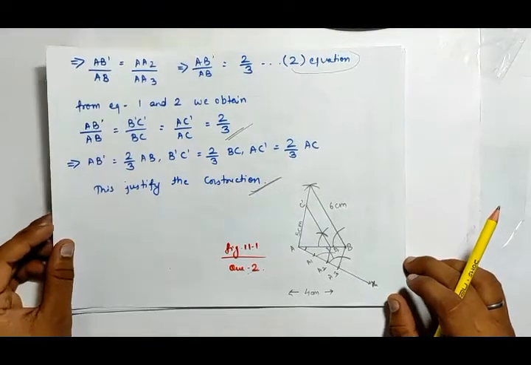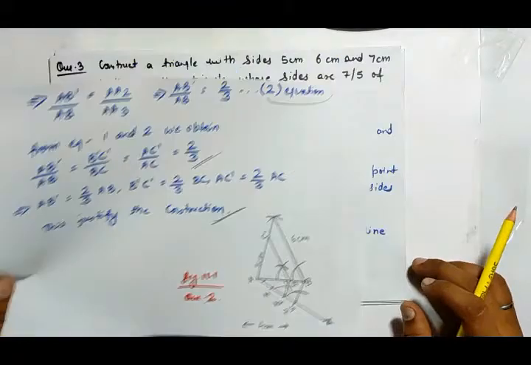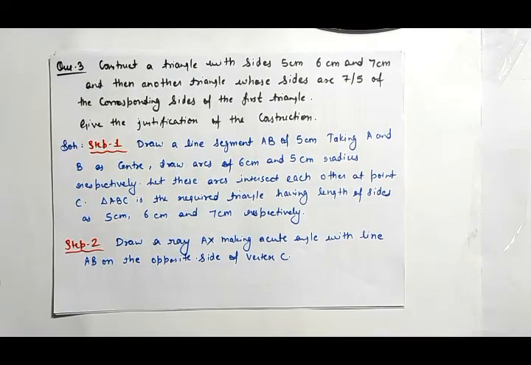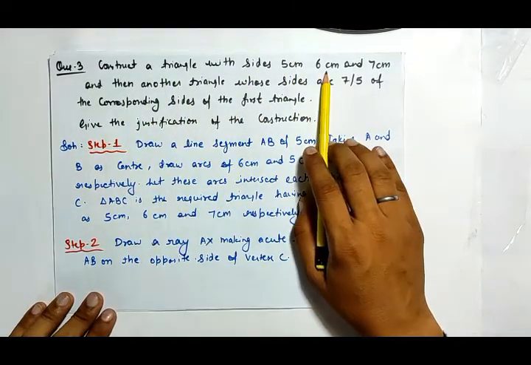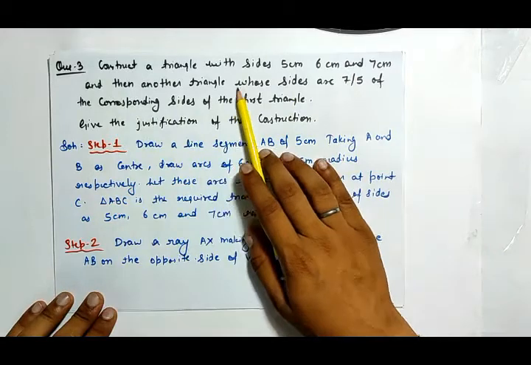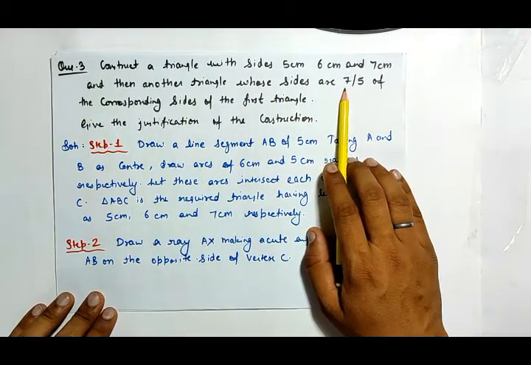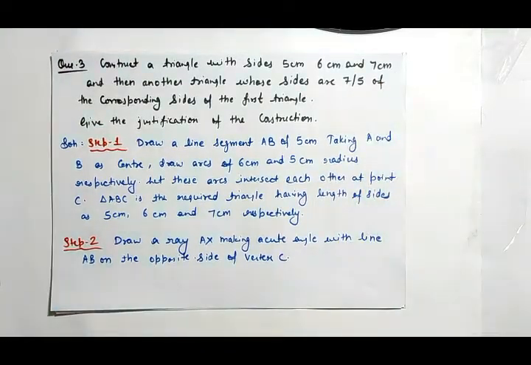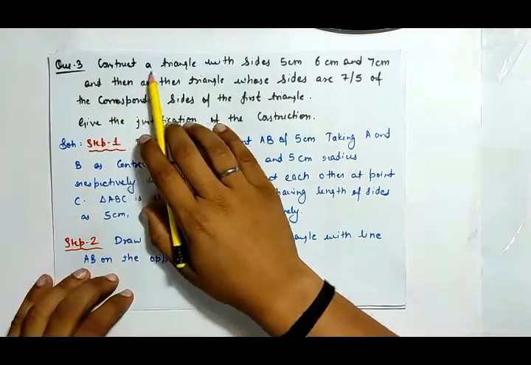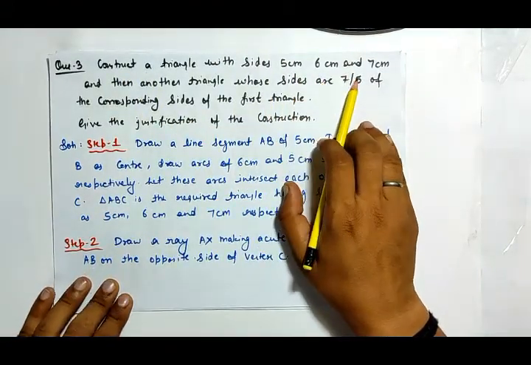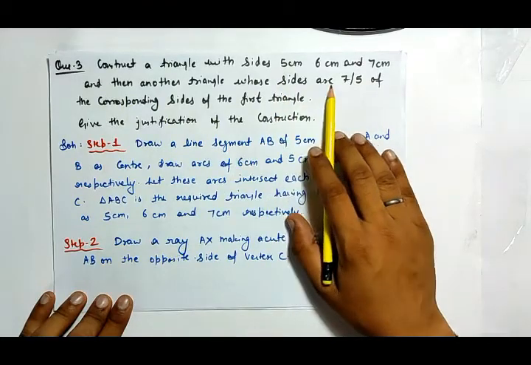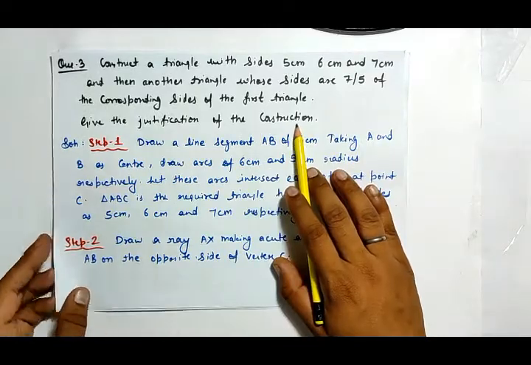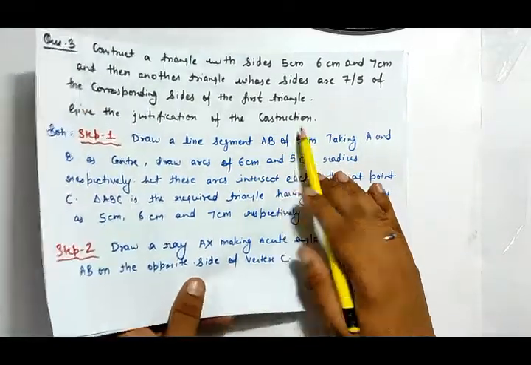Now we are moving to the next question, that is question number 3. Question number 3 says construct a triangle with sides 5 centimeter, 6 centimeter and 7 centimeter, and then another triangle whose sides are 7 upon 5 of the corresponding sides of the first triangle. Give a justification of the construction. So here also we need a justification.